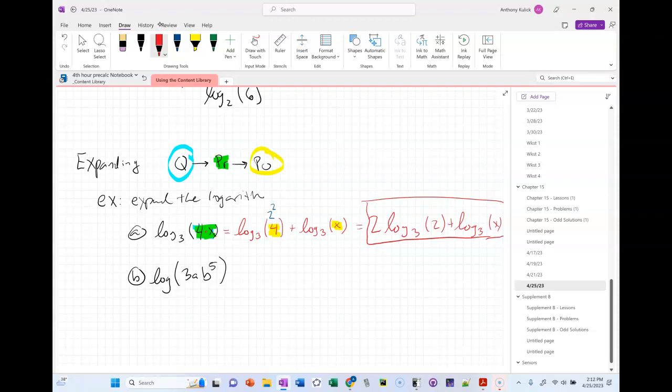Do we see any multiplication going on inside the logarithm? Yes. How many multiplication symbols are there inside the logarithm? 2, right? There's one between the 3 and the a, and another between the a and the b. So how many product properties are going to be going on? 2. So to apply the product property, I'm going to have log of 3 plus log of a plus log of b to the 5th.